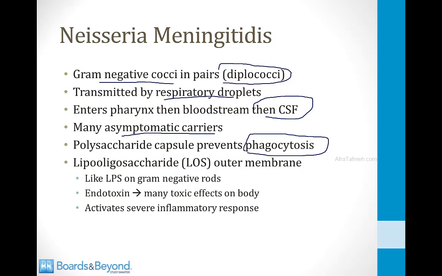Then they also have something called a lipooligosaccharide, or an LOS, in their outer membrane. And this is like the lipopolysaccharide in gram-negative rods. It's an endotoxin with many toxic effects on the body, and it activates a severe inflammatory response and is part of the reason why this can be so deadly.